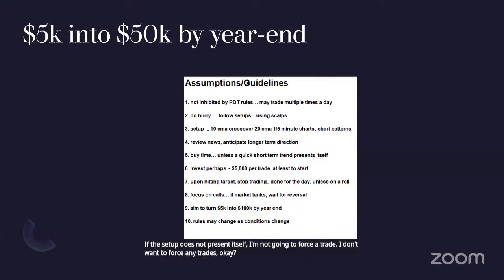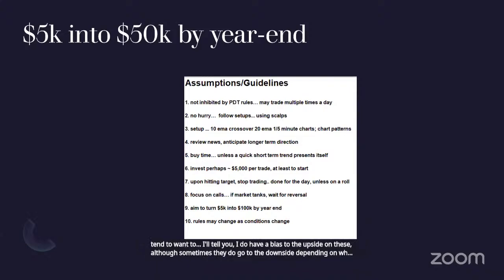The setup I'm particularly looking at is the 10 exponential moving average crossing the 20 exponential moving average on the 1 and 5 minute charts, preferably with the 15 on our side as well. Looking at chart patterns, I'm basically looking at a 5 minute chart. I trigger off the 1. I'm also going to review the news, anticipate longer term direction, okay? I do have a bias to the upside on these, although sometimes I do go to the downside depending on what it is.